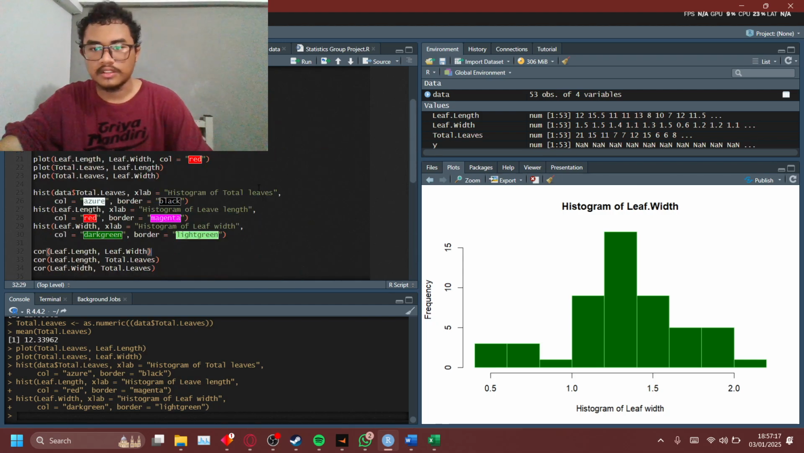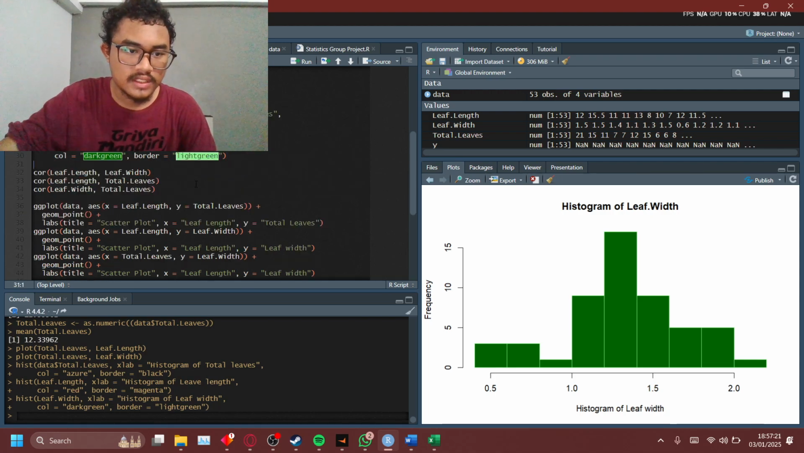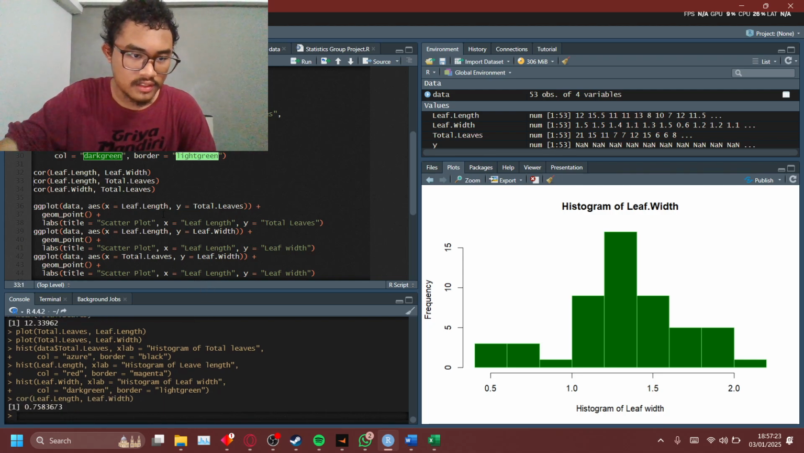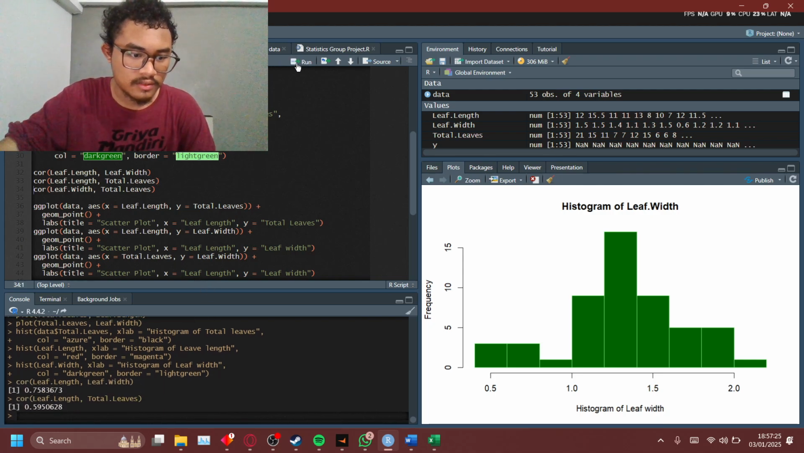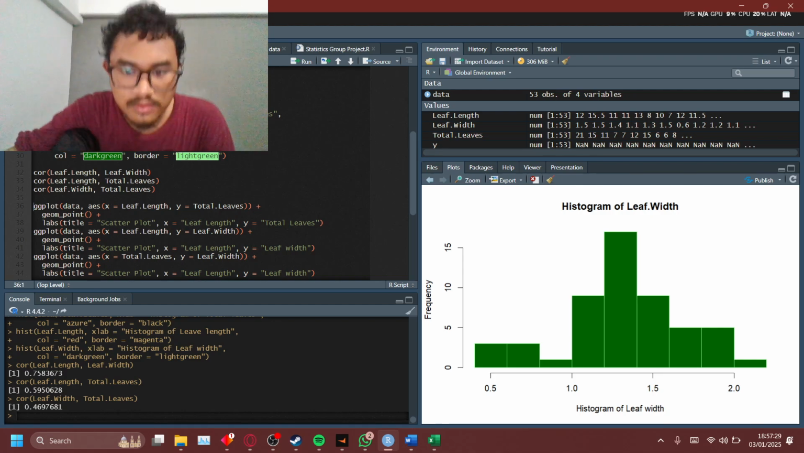Now, okay, that was the histograms. Histograms are pretty easy to understand. I don't think I really need to explain more. You can see the correlations. Just run them all three. Yeah, you can see here.